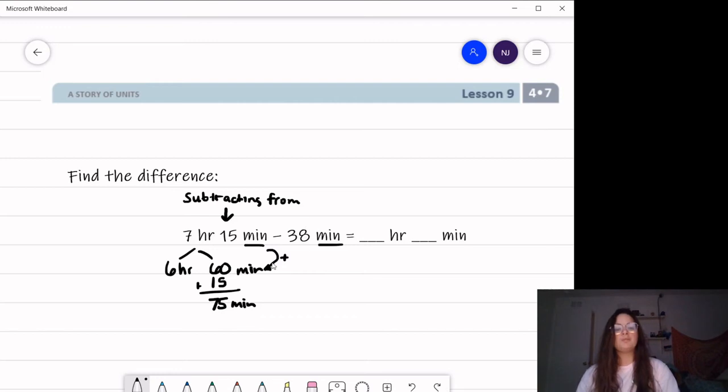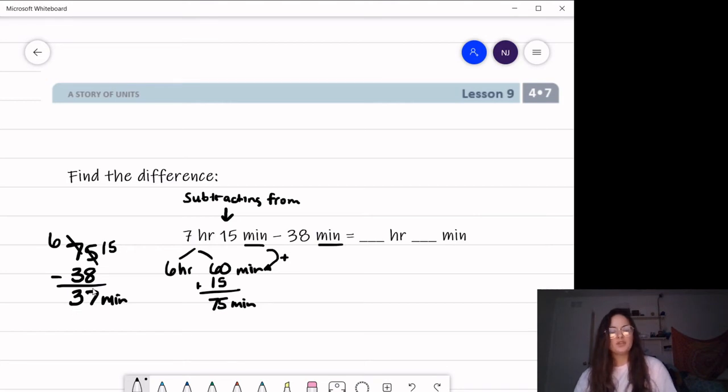I can now subtract my 38 minutes from 75, so I'm going to do that off to the side. And I get 37 minutes. So my final answer is 6 hours, because I'm not taking anything away from the 6 hours, because there's no hours on this side of the subtraction sign. And I took away 38 from 75, and that gave me 37. So 7 hours, 15 minutes minus 38 minutes is 6 hours, 37 minutes.